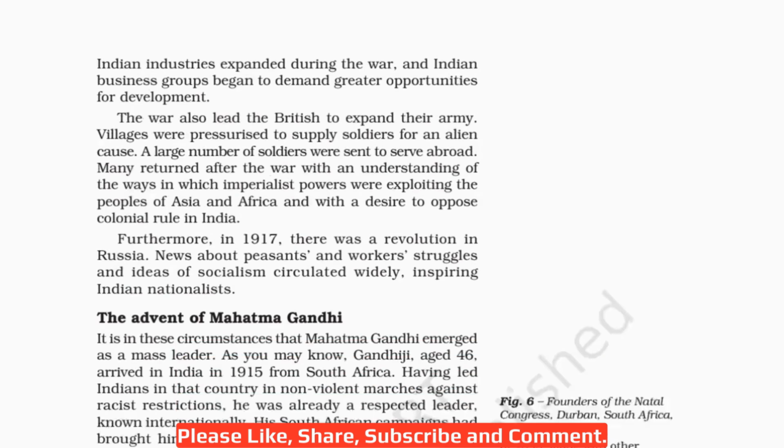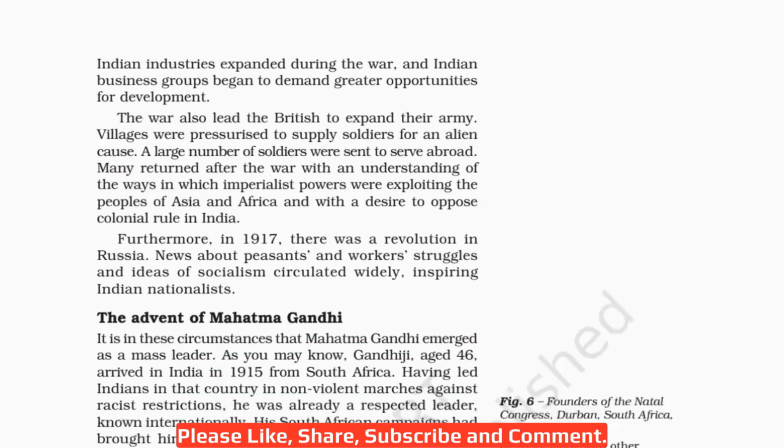Now came the advent of Mahatma Gandhi, Mohandas Karamchand Gandhi. He was a non-violent reformer. It is in these circumstances that Mahatma Gandhi emerged as a mass leader. As you may know, Gandhiji, aged 46, arrived in India in 1915 from South Africa. Having led Indians in that country in non-violent marches against racist restrictions, he was already a respected leader, known internationally. His South African campaigns had brought him in contact with various types of Indians: Hindus, Muslims, Parsis and Christians, Gujaratis, Tamils and North Indians, and upper class merchants, lawyers and workers.